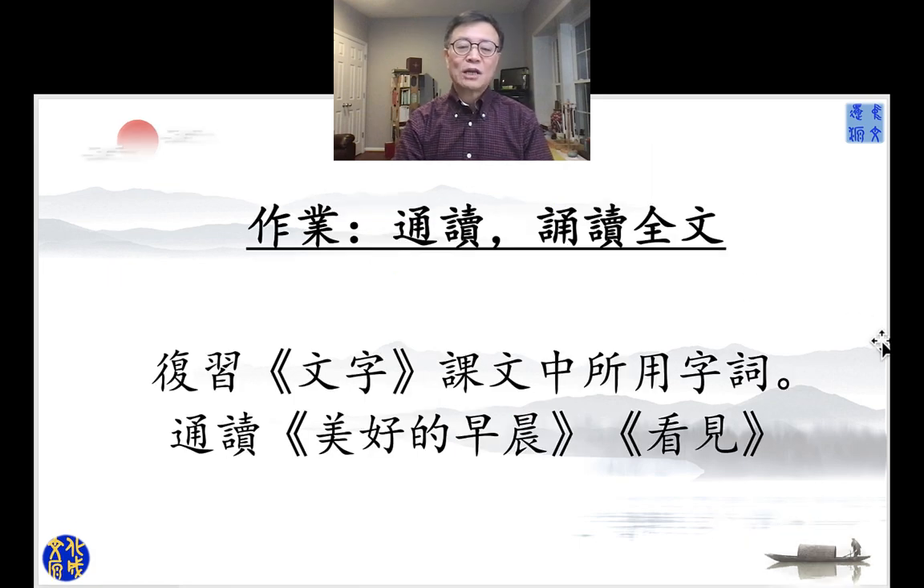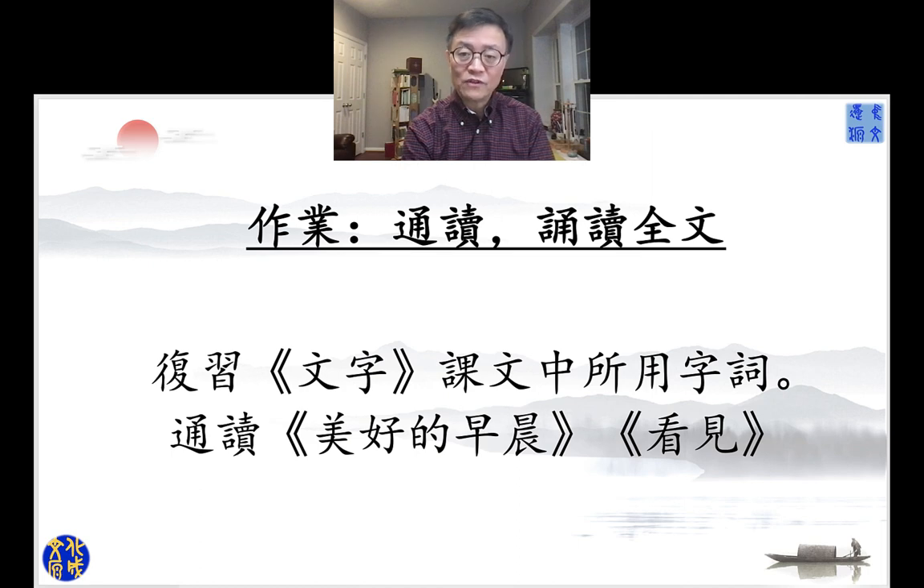So first of all, the assignment for today, 作业，今天的作业，通读, read through the whole text, and then read it in the classical, traditional scholar style, okay? And review the previous texts, 前两个课文，美好的早晨，还有看见, alright? Just take a couple of minutes to review, so you don't forget it. Then take another couple of minutes some hours later, right? Try to do it every day, once for today's text, and the previous 美好的早晨 and 看见, all right?